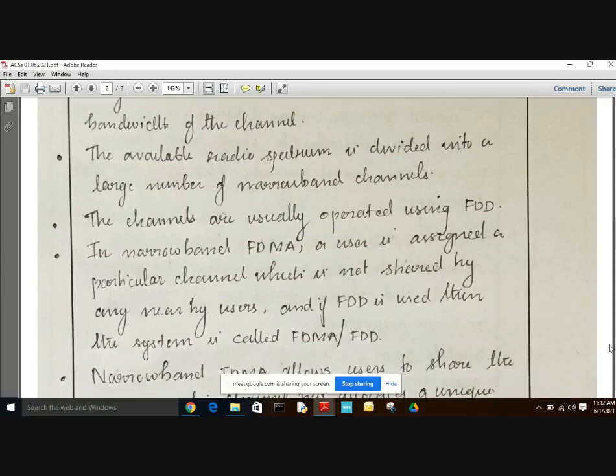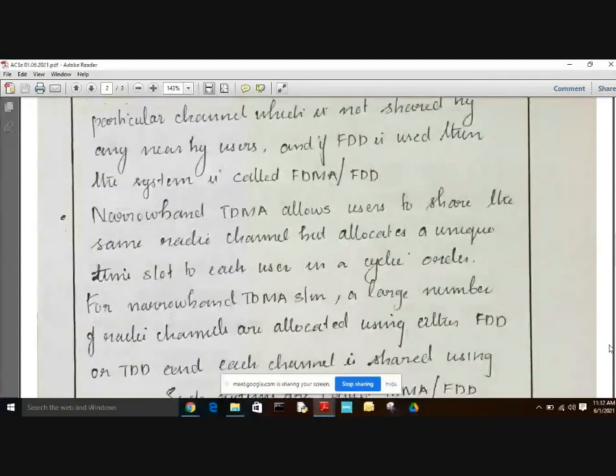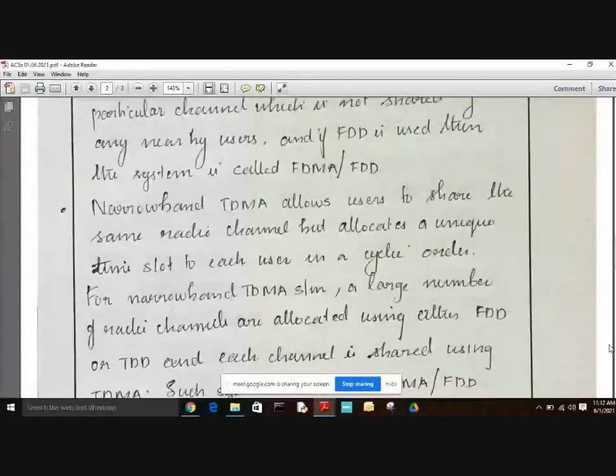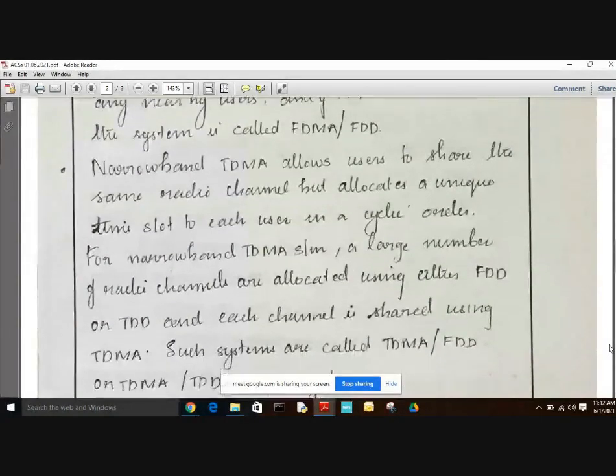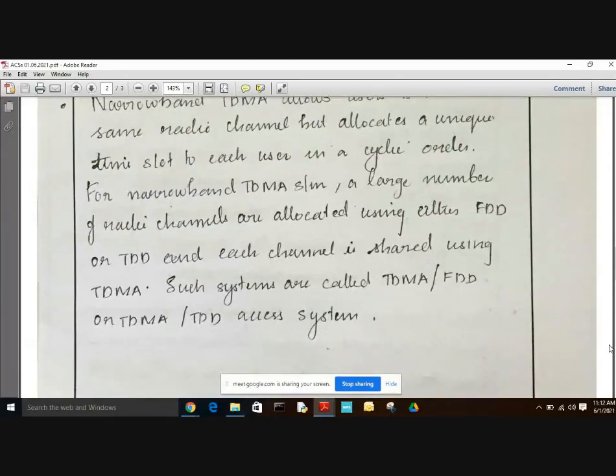And in narrowband TDMA, we can say that it allows the user to share the same radio link but allocate only a unique time slot to each user. So it is sharing the same radio link but a particular time is unique for each user, and it is in a cyclic order. And for narrowband TDMA system, a large number of radio channel links are allocated using either FDD or TDD, and each channel is shared using TDMA. And such systems are called TDMA/FDD or TDMA/TDD.